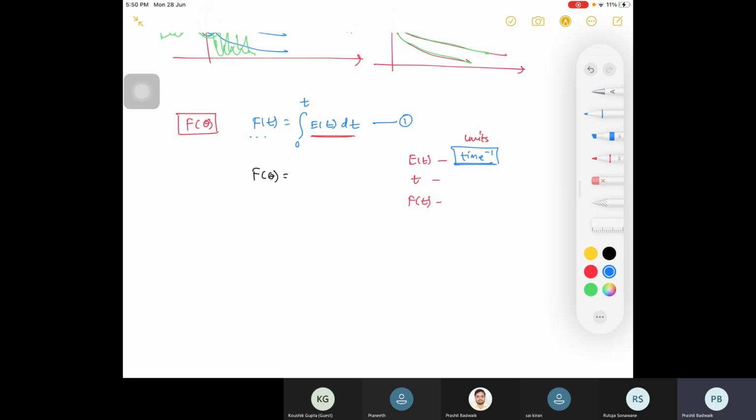So it is your time inverse, and don't forget to write units when you are drawing a graph, right? Then your time has a unit, right? It may be minutes, seconds, anything which you prefer or your reference, right? So what is the unit of F of t then?